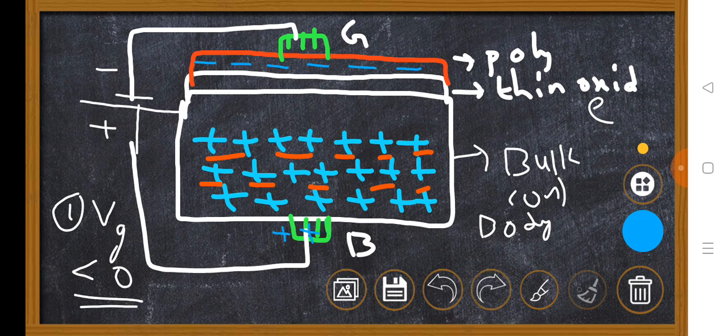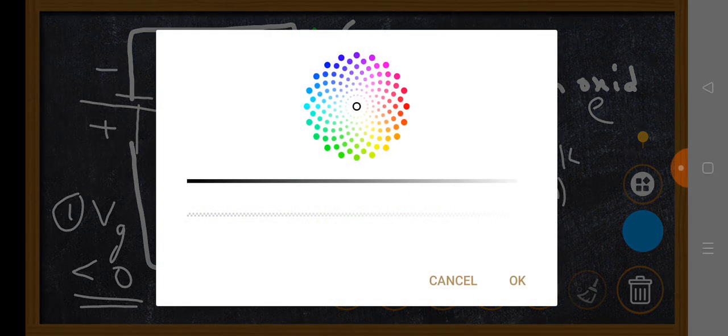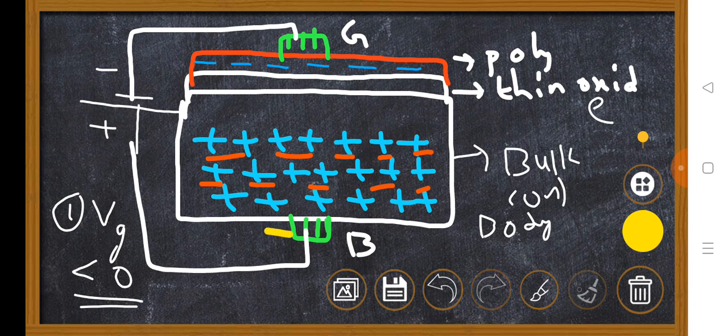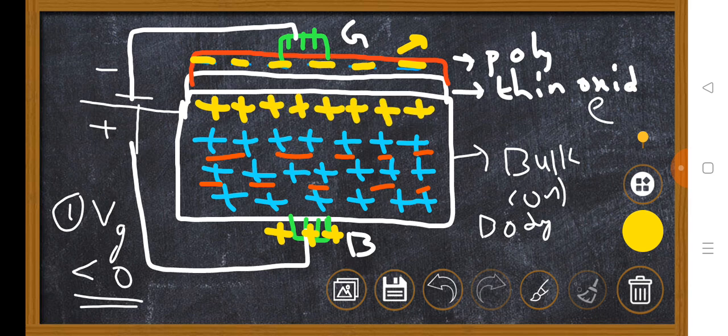Shall I use some other color, then you can get a clear idea. Now observe, I will use yellow color for that, then you may see it clearly. This is holes present here, electrons present here. I hope you are clear. Now observe what will happen. These electrons will attract the holes, therefore these holes further accumulate here. Is it clear? And what will happen to these electrons? They will move in the downward direction.